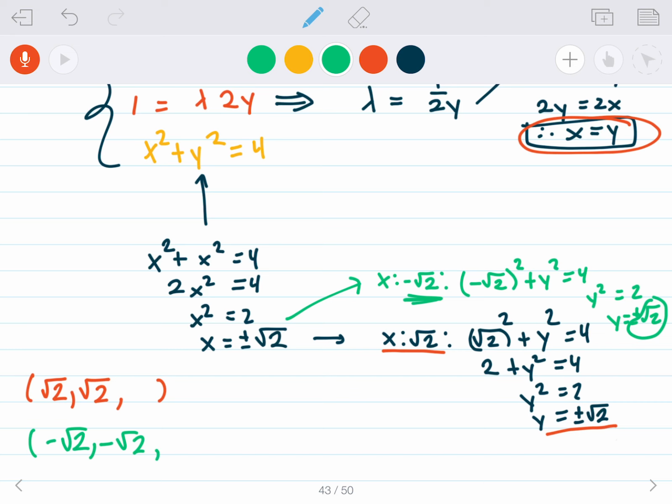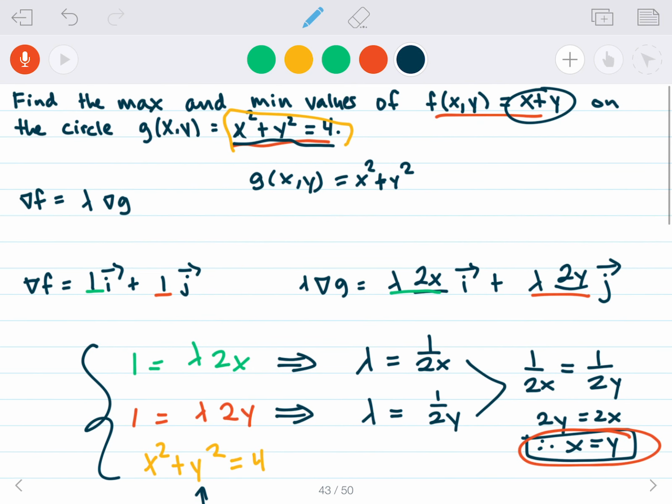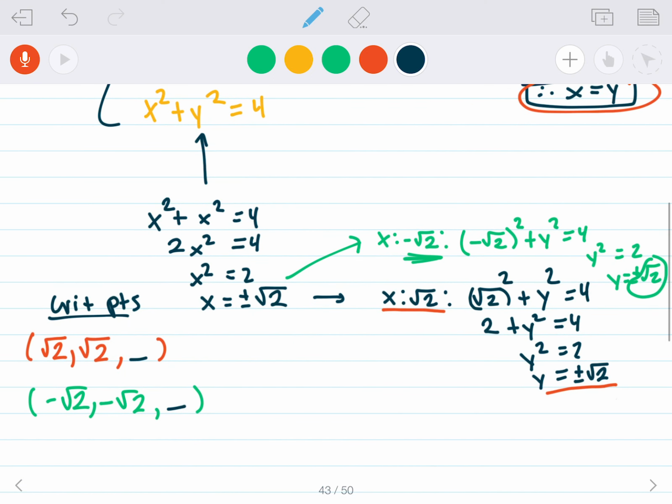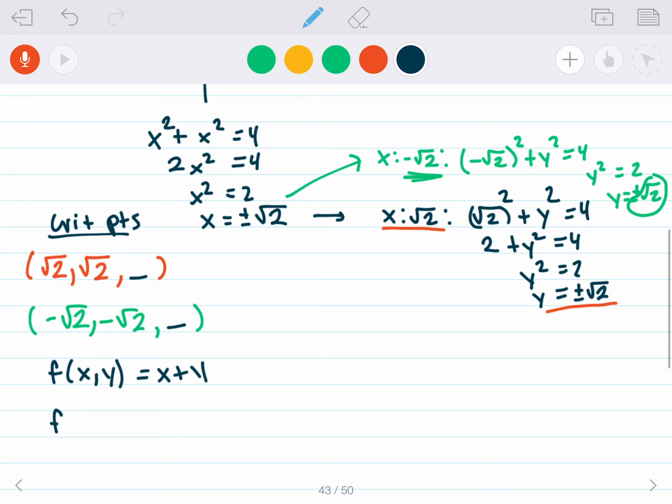So let's go ahead and figure out our z's, because these are the critical points down here. These are the critical points. So again, to find your z value, you're just going to go up to your original equation, x plus y. So that was our surface. And so if I plug in that first critical point, root 2, I'm going to get root 2 plus root 2, which is 2 root 2. So that's my z value there.